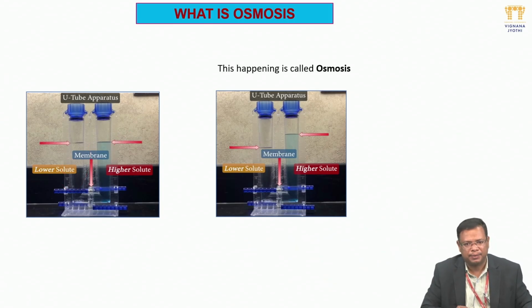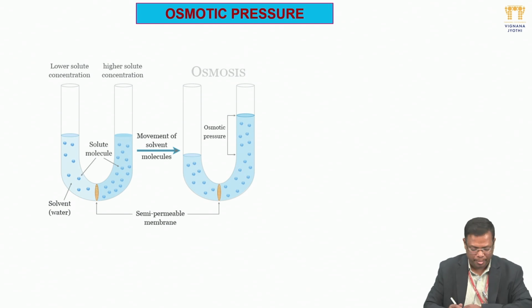This happening is called osmosis. So low concentrated side to high concentrated side, when the solvent is moving, then it is called osmosis. So we will see here.